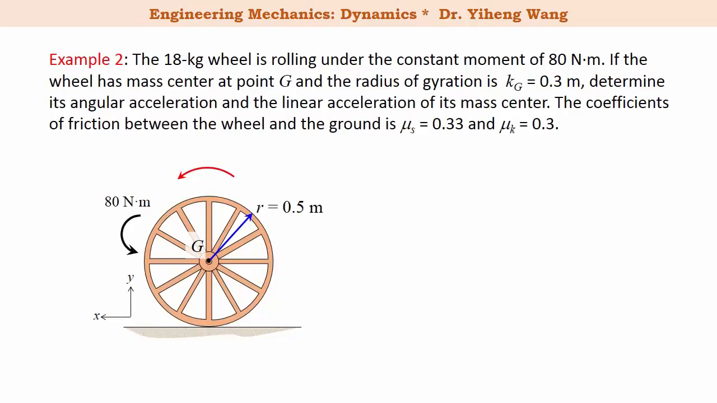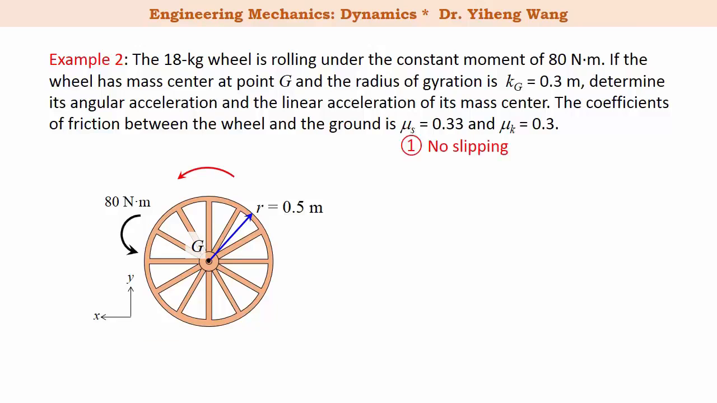Let's look at this example. When we are analyzing the general plane motion of this wheel, we need to recognize that there are two possibilities. One, this wheel is rolling without slipping. Two, the wheel is rolling and slipping at the same time. We need to do calculation and draw a conclusion about which is the case. Is the wheel rolling with slipping or not?